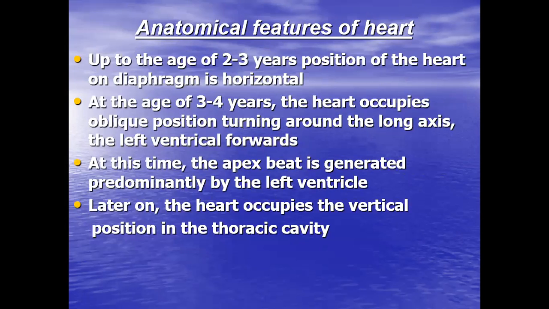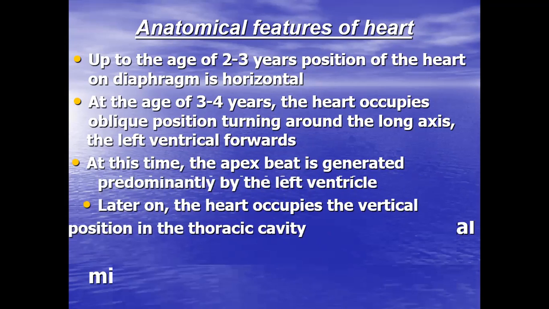Up to the age of 2-3 years, the position of the heart on the diaphragm is horizontal, and after that, when the child grows, the heart occupies an oblique position, turning around the long axis, the left ventricle forward, and at this time the apex beat is generated by the left ventricle. And later the heart occupies the vertical position in the thoracic cavity.